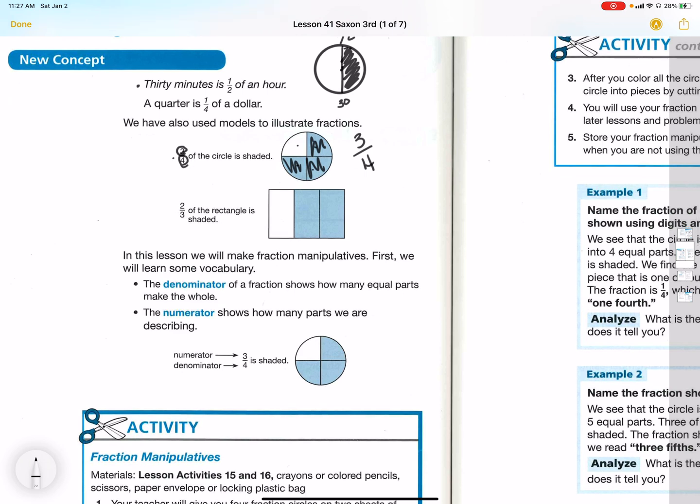A quarter is 1/4 of a dollar because it would take 4 to make 1 whole dollar. 1/4 of a dollar. This rectangle, we have 2 out of 3 altogether shaded.